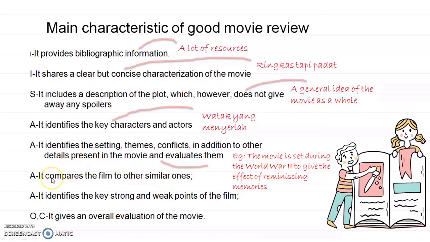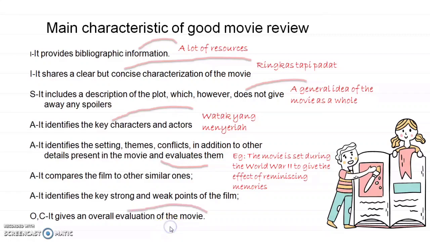Okay, next one. If it's possible, compare the film to other similar ones. For example, you have lots of zombie movies. Which one do you think is the best? If you are reviewing a zombie movie that you think is the best movie ever, then compare it to other zombie movies. Okay. Last one, it gives an overall evaluation of the movie. Kamu bagi evaluation keseluruhan. You rate it. Okay, kamu rating lah. Okay, I think if I were to give the rate, this would be 8 out of 10. Okay.